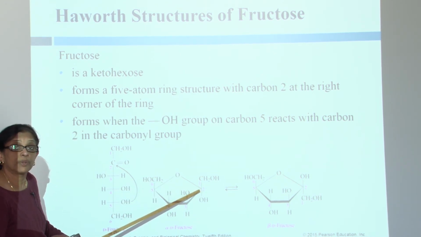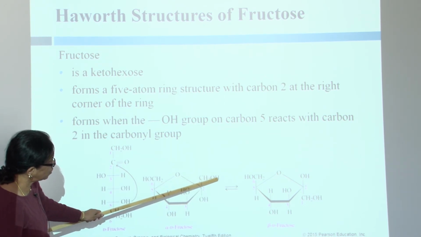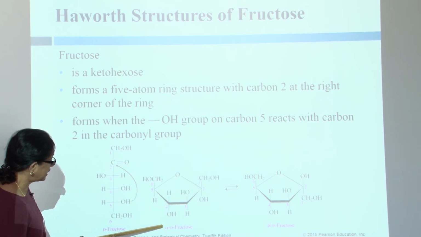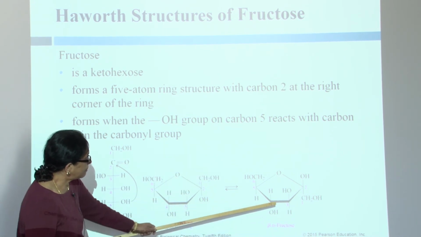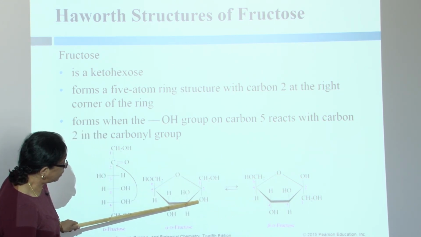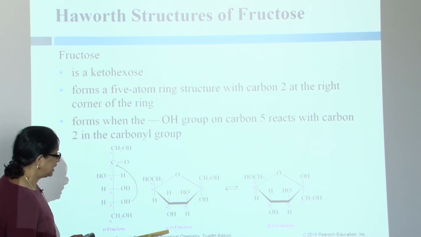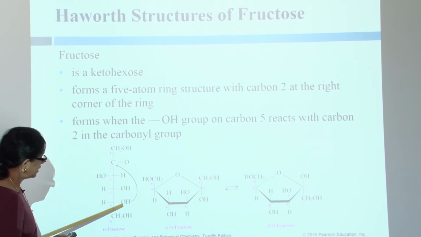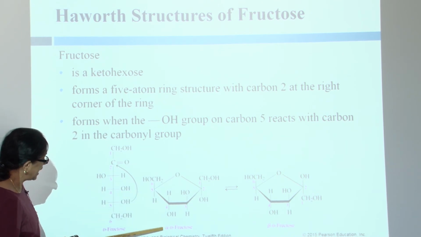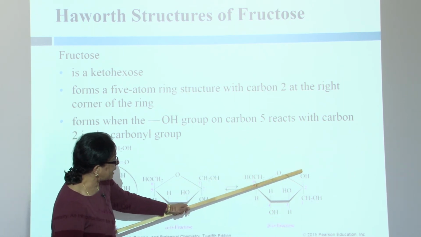The carbonyl group is in carbon 2. So it connects, and CH2OH, the carbon 1, alpha D fructose. Here, beta D fructose. Alpha below, beta above. D fructose is because of this hydroxyl group to the right. Alpha below the ring, beta above the ring.